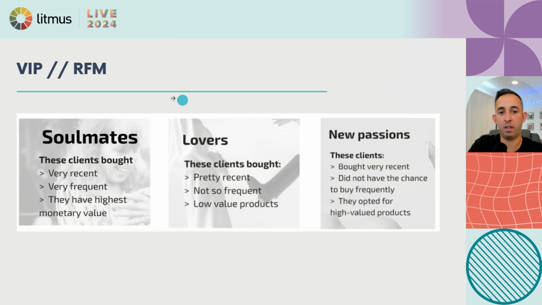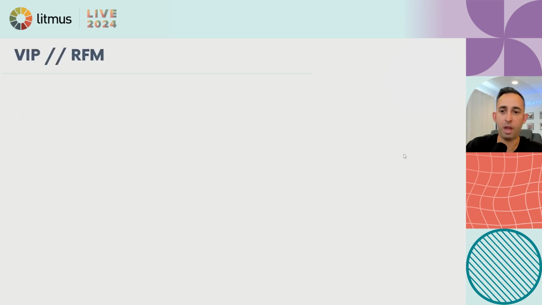You don't want to treat all VIPs as the same. And RFM has these clever, funny names, where soulmates are your best customers. They bought recently, they bought frequently, and they have the highest monetary value. So what you do for these people is going to be different than what you do for these other people, and then for just non-customers in general. Lovers, right? These are people that bought recently, however, they don't buy so frequently, and they buy lower value products. New passions, right? They bought recently, they haven't had the chance yet to buy frequently because they're new, but they bought expensive stuff. So these are people that you want to nurture.